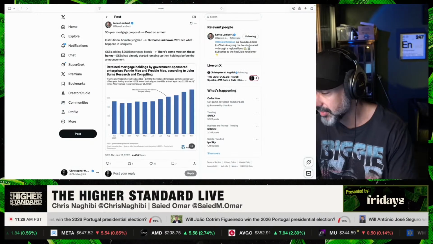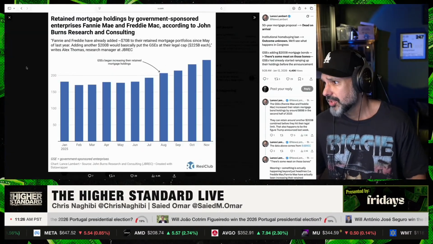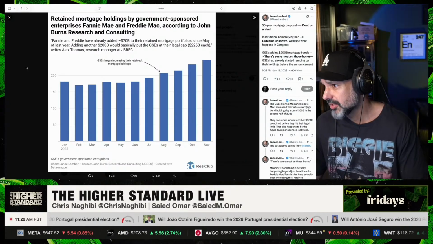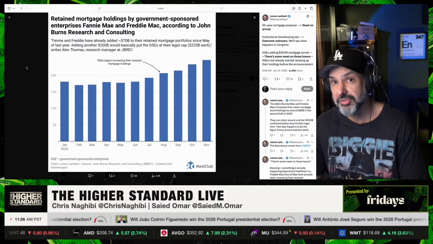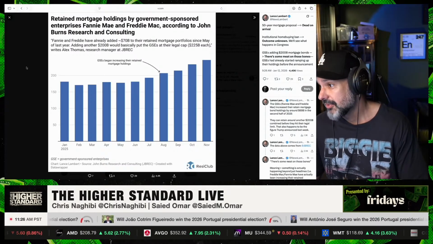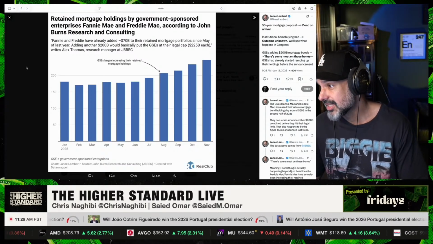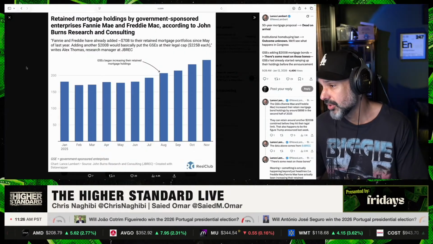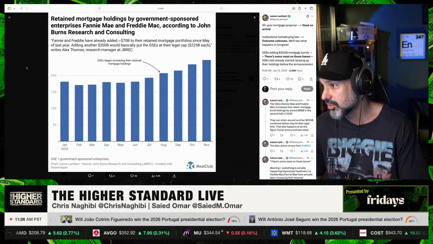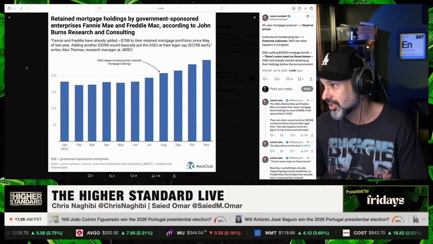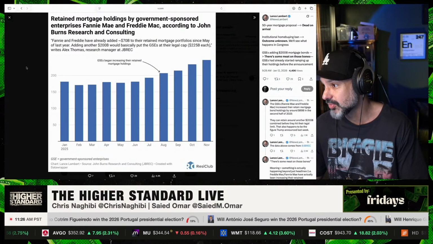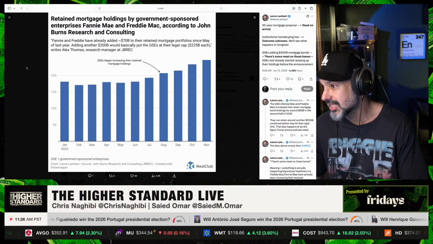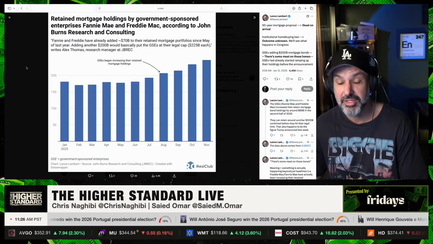Let's go to the screen view. Retained mortgage holdings by government-sponsored enterprises, Fannie Mae, Freddie Mac, according to John Burns Research and Consulting. Big fan of their work, by the way. Fannie and Freddie have already added about $70 billion to the retained mortgage portfolios since May of last year. Adding another $200 billion would basically put the GSEs at their legal cap, $225 billion each, writes Alex Thomas, research manager at JBREC. So that's actually something to think about.